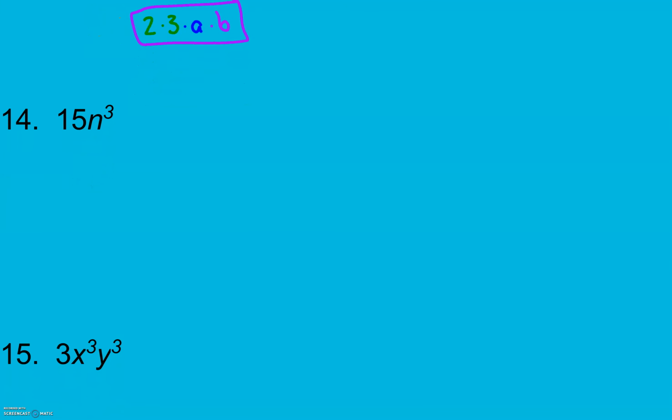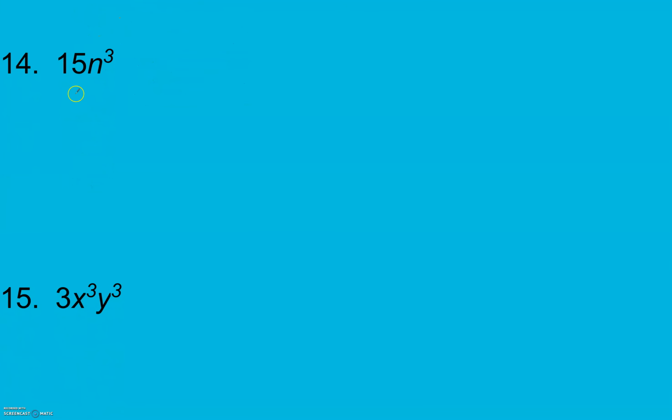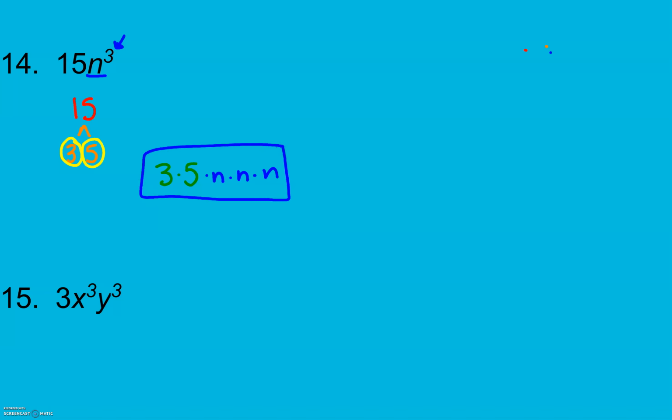Give 14 a try. My number part is 15. My factors are 3 times 5. 3 is prime, and 5 is prime. So I have 3 times 5, and then I look at my variables. n cubed is the same as n times n times n. Base times itself, exponent number of times. So 3 times 5 times n times n times n.